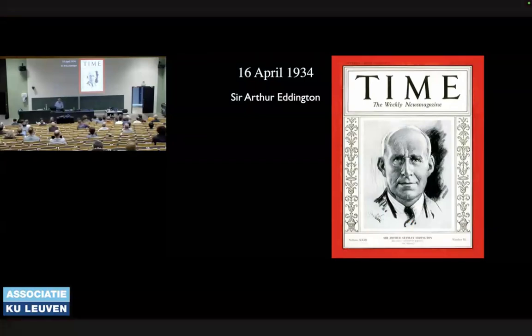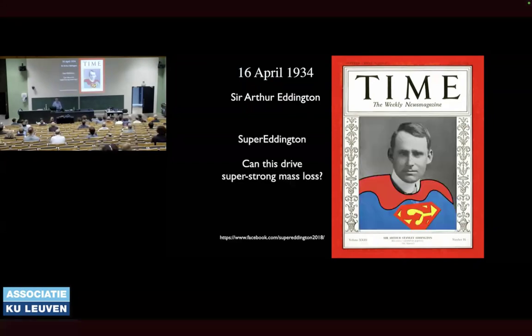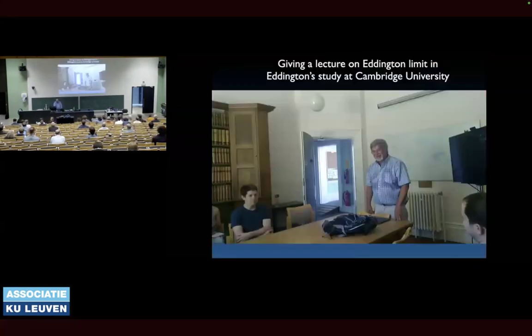So here's this man, Arthur Eddington, right? And he did amazing things, including the Eddington limit. There is super Eddington, right? And so we want to know what happens if a star somehow gets above the Eddington limit.